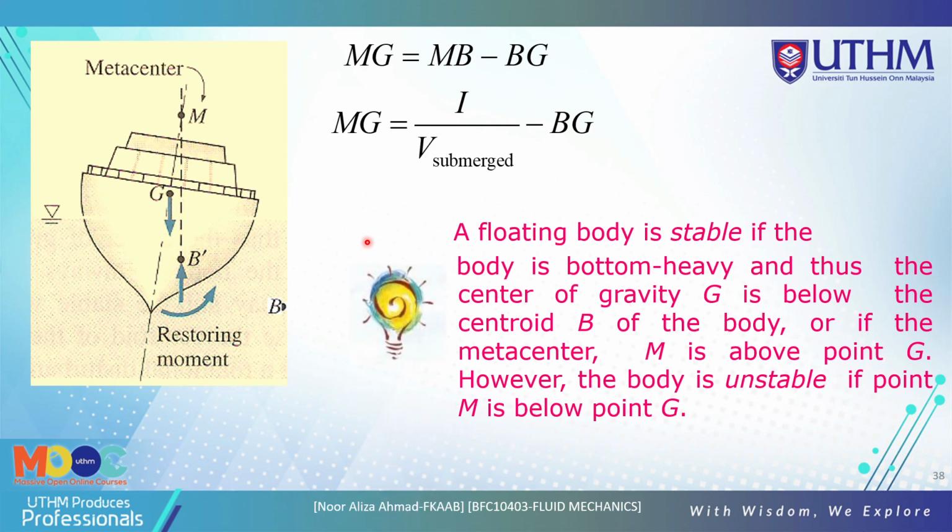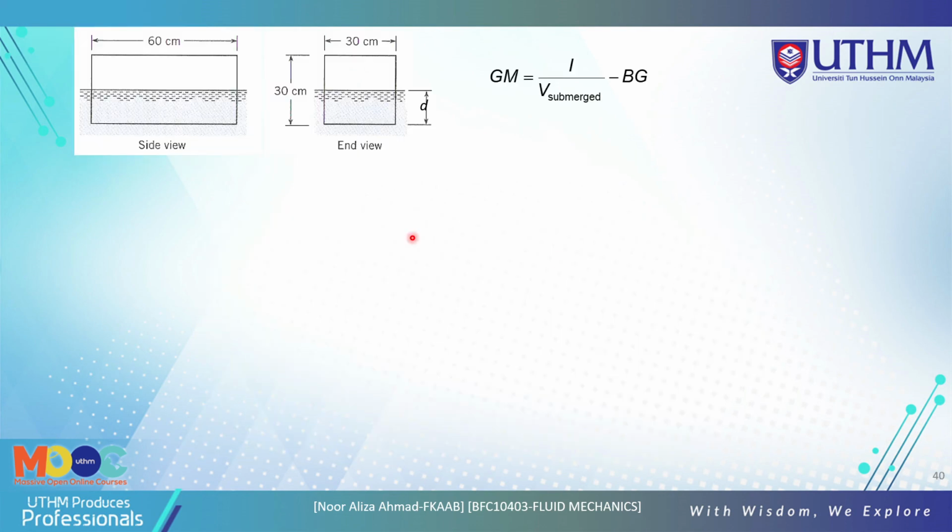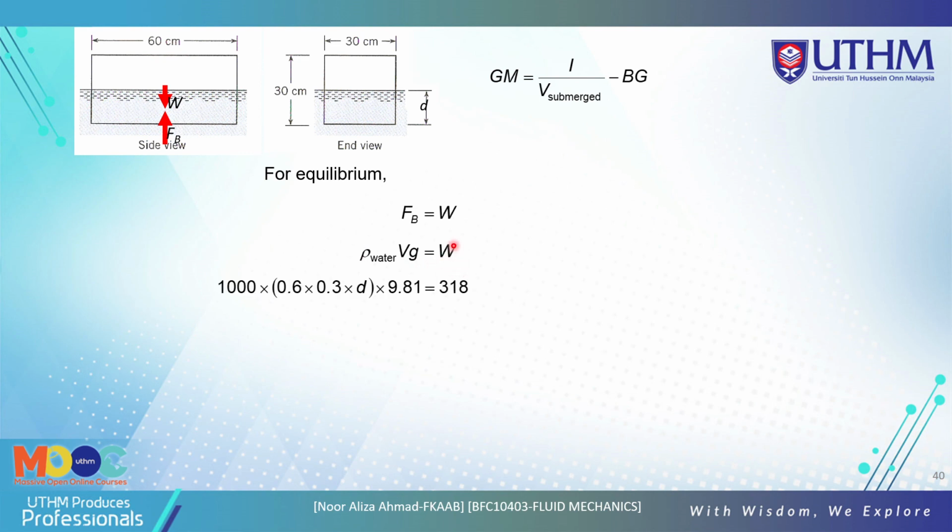Okay, so now we look at the example here. A block of wood, square in cross section, and we have the side view here and the end view here to get the stability. So we know the side view and the end view here, so we know the W and FB. For equilibrium, you must know that FB is equal to W. And we know that GM is I over V minus BG. FB is density of water times the volume times the g, and we get the W.